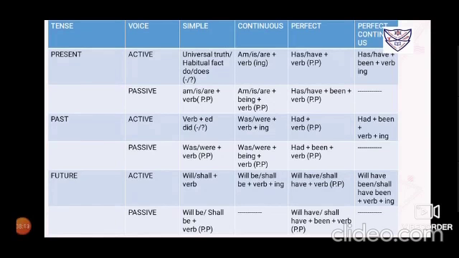Next, simple future, active voice will be will, shall plus verb in its first form. I will eat ice cream. I shall eat ice cream. We shall eat ice cream. Next, for the passive voice, you have to add just a word, that is be: will be or shall be, and the verb you have to bring to its past participle form.